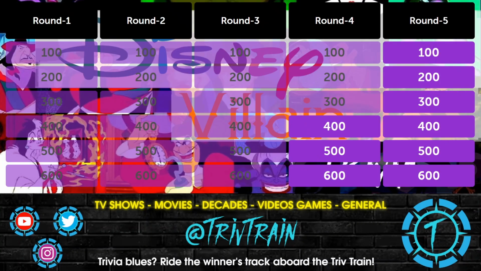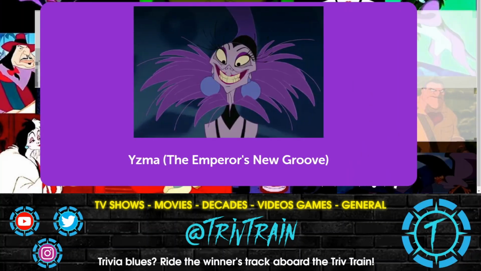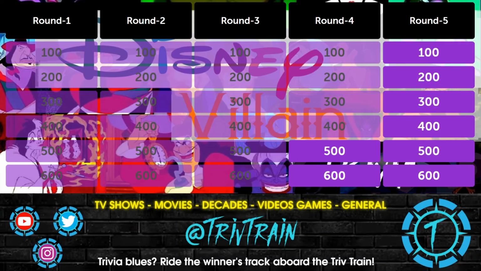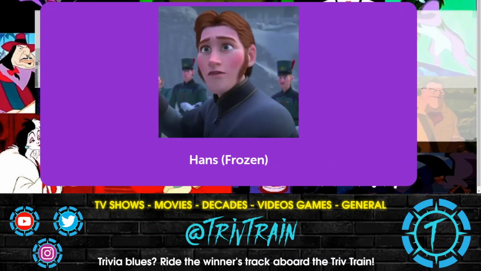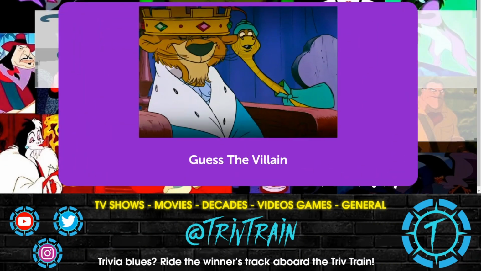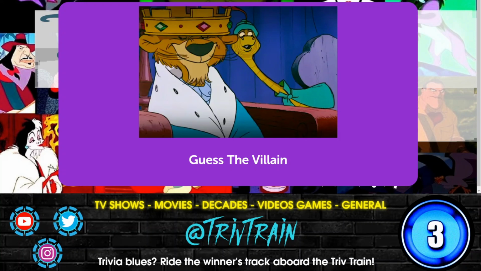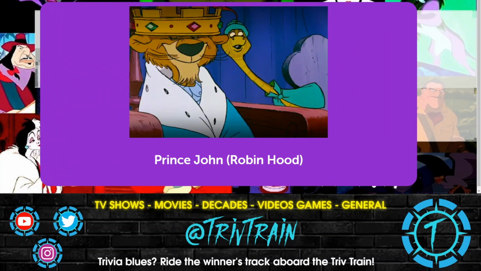Round 4 for 400. Guess the villain. The correct answer is Yzma, The Emperor's New Groove. Round 4 for 500. Guess the villain. The correct answer is Hans from Frozen. Round 4 for 600. Guess the villain. The correct answer is Prince John from Robin Hood.